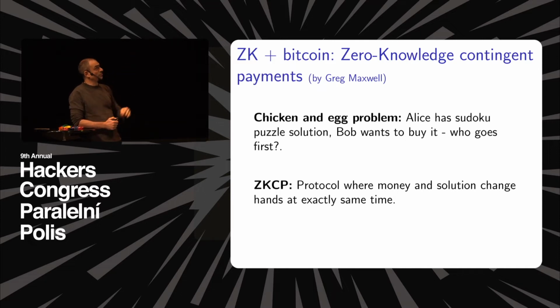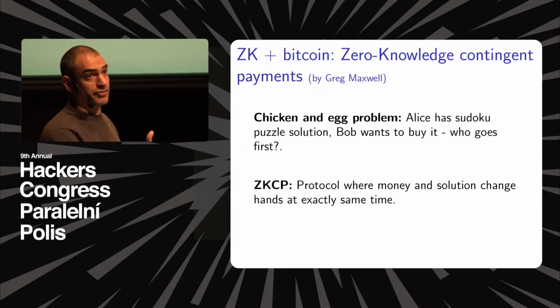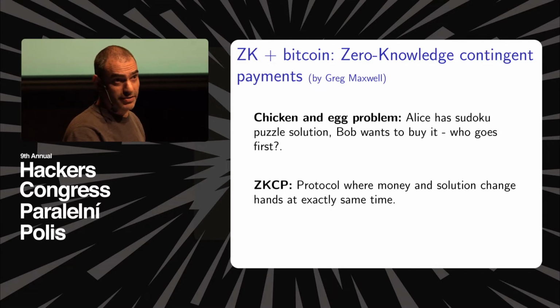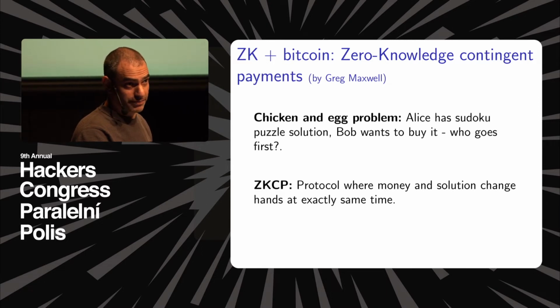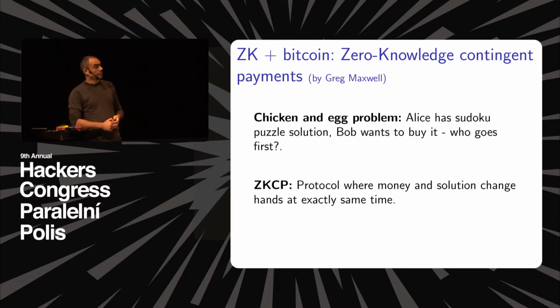So suppose Alice has a solution to some Sudoku puzzle, and Bob wants to buy the solution, is willing to pay for it. So there's a sort of chicken and egg problem: if Bob pays first, maybe Alice doesn't actually have the solution. And if Alice first shows she has the solution, then maybe Bob won't pay for it after he's seen it already.